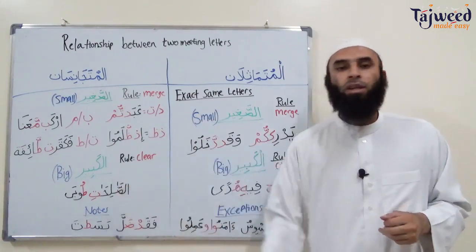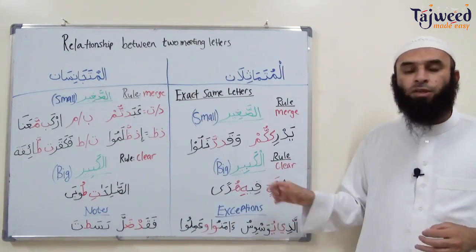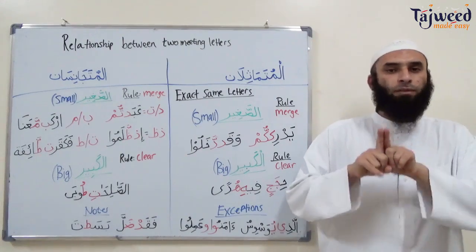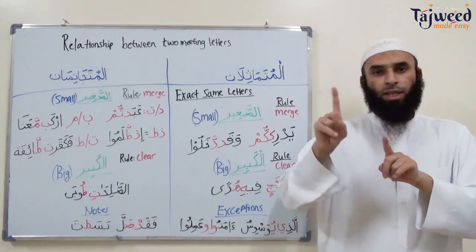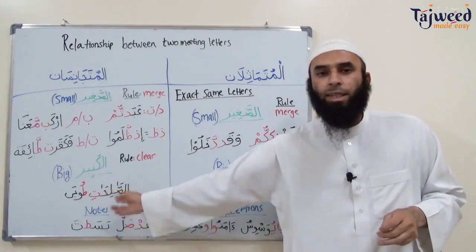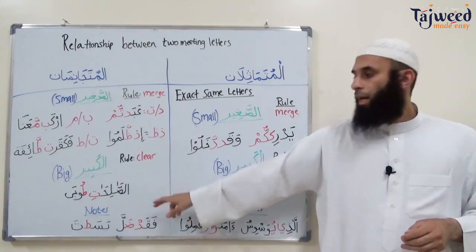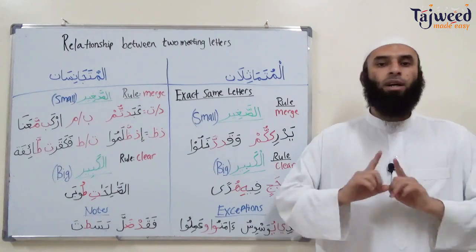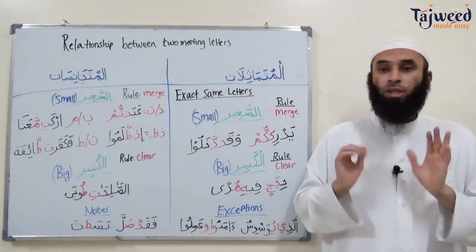What about al-kabir? Al-kabir means when the two letters next to each other both have a haraka, fatha, kasra, or dhamma. What do we do? For example, as-salihati tuba. The rule is to make it clear. As-salihati tuba. Both letters have to sound clear, no merging.